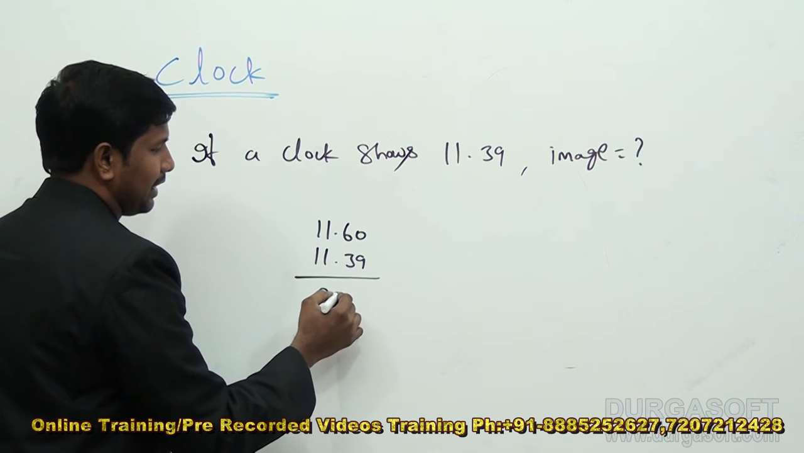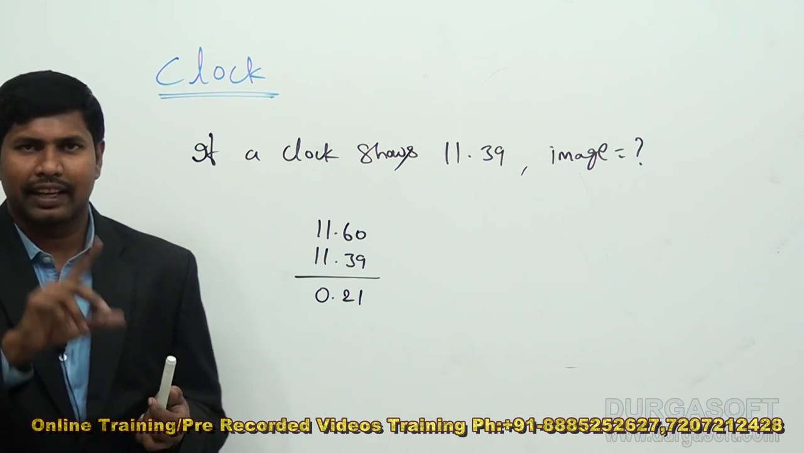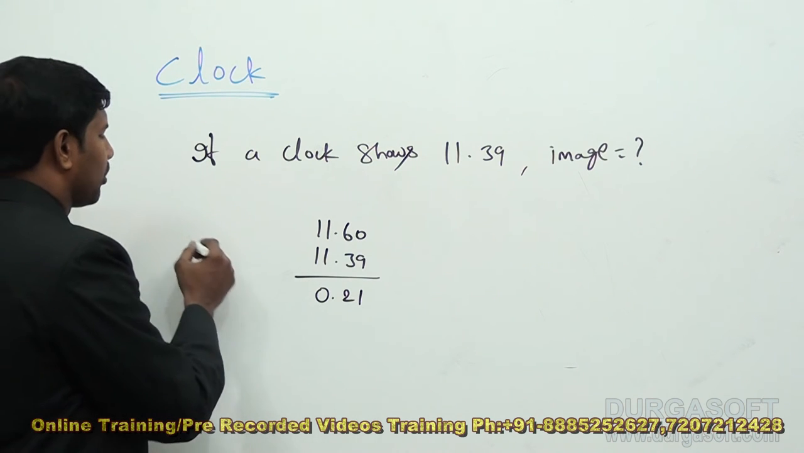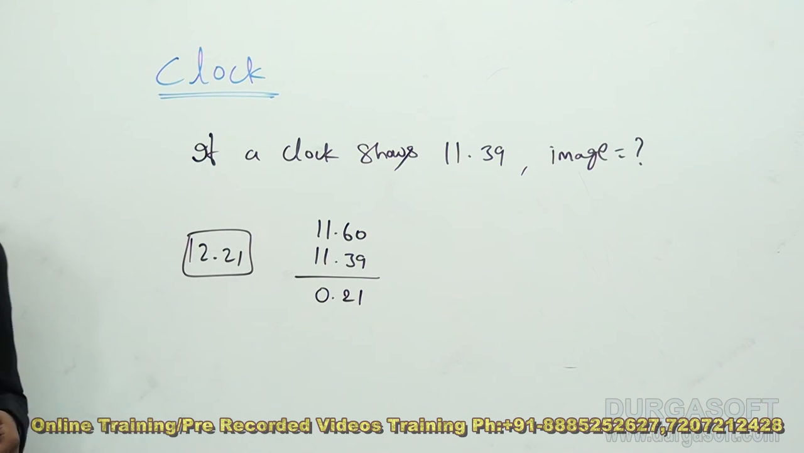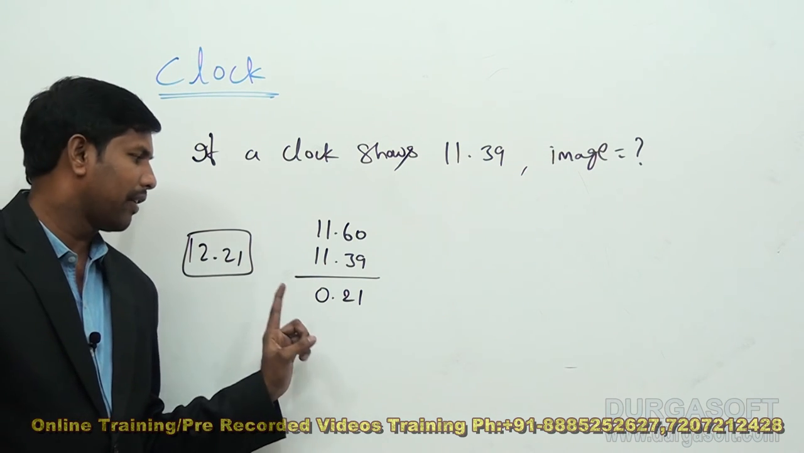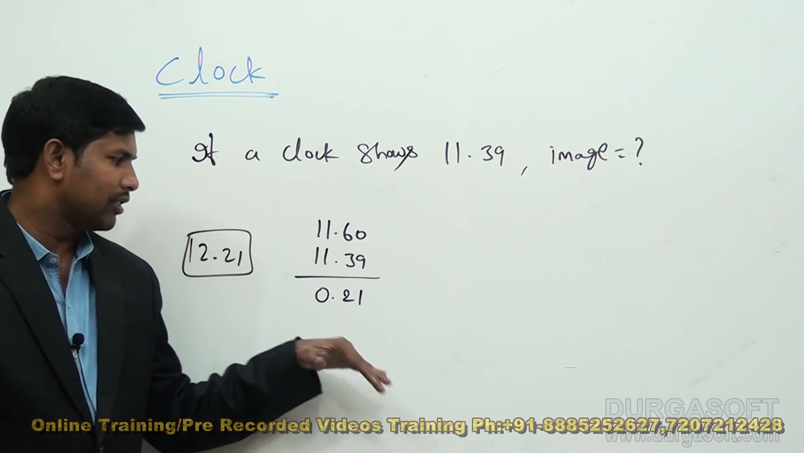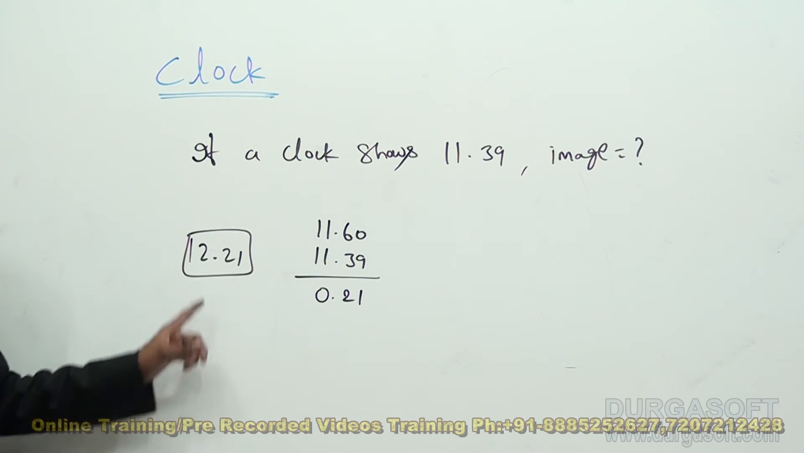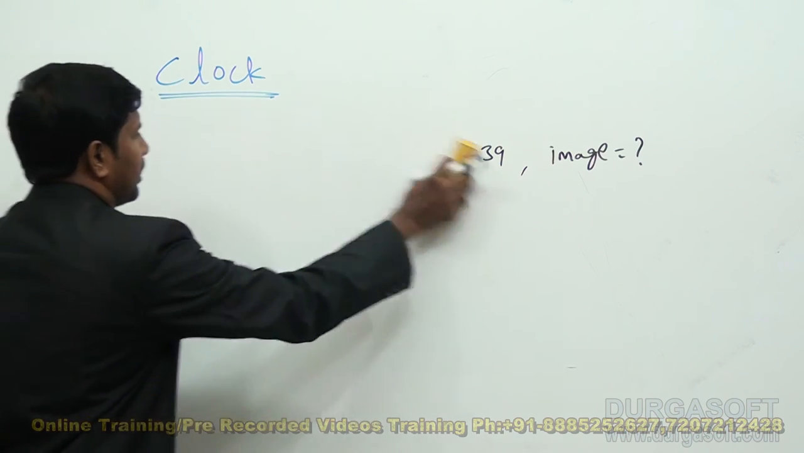So it is 0:21. What do you mean by 0:21? After we completed 12 hours, again we will be starting from 0. So 0:21 is nothing but 12:21. After 12, it will be 21. So 12:21 will be the time. After 12, again it will be starting from 0, so that means after 12, it is 21 minutes. So in that way, we will have the required answer as 21 minutes after 12 o'clock, which is equal to 12:21. Now let's see the vice versa.